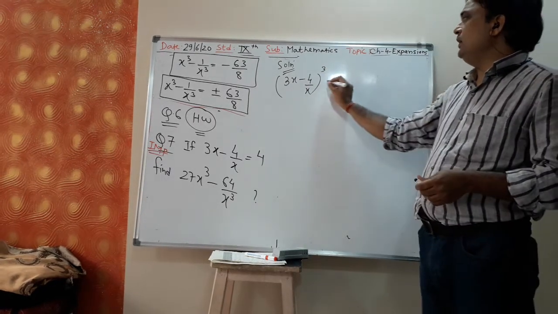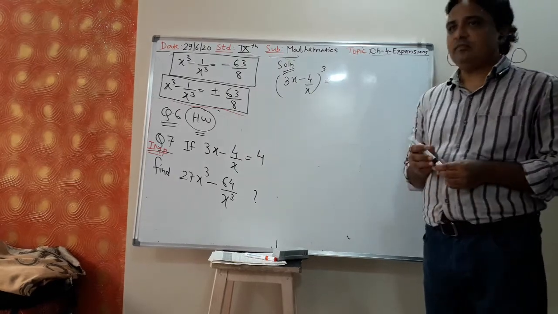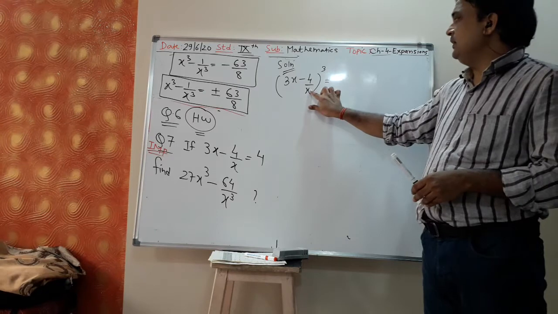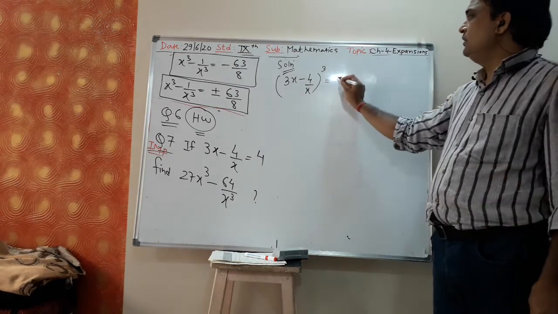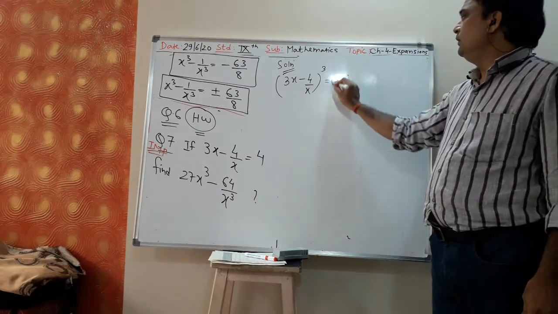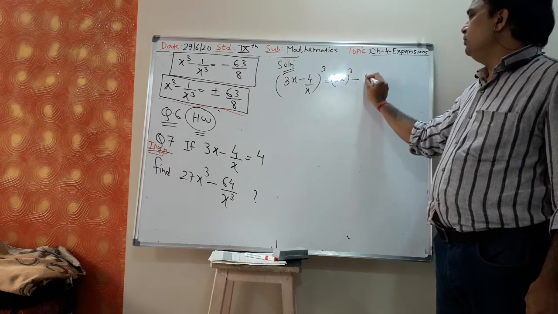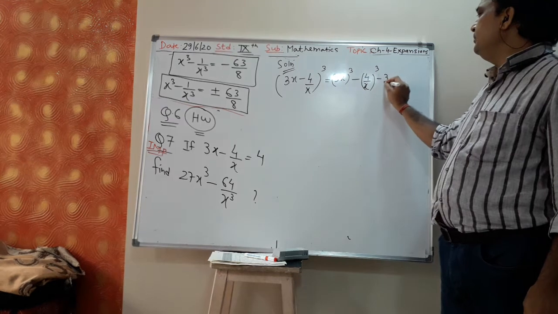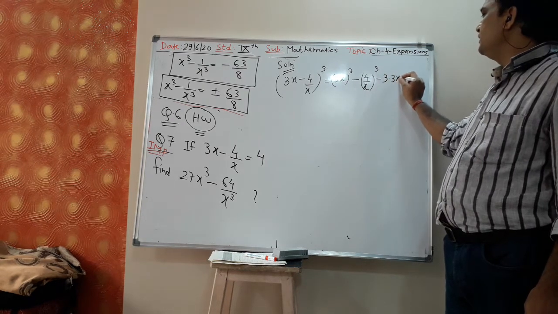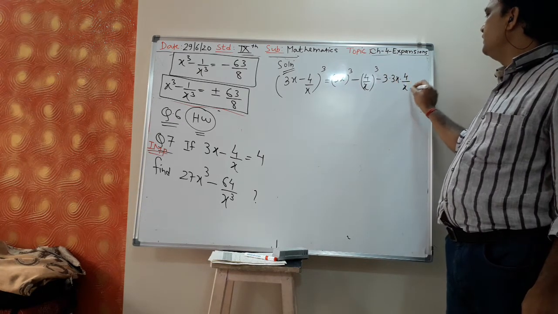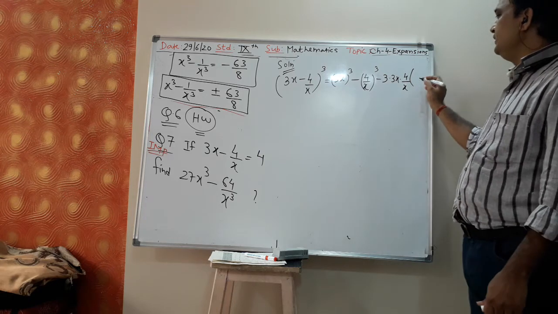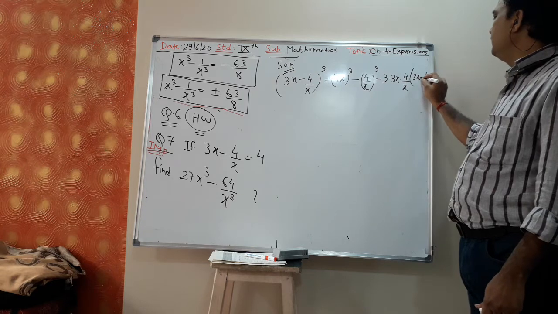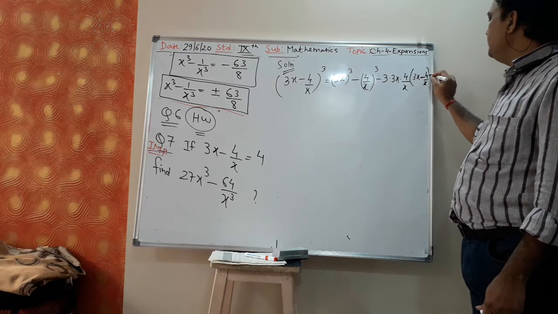Now use the formula a minus b whole cube. 3x minus 4 upon x whole cube. Use the formula a minus b. So a minus b whole cube is a cube minus b cube minus 3ab, so 3 into 3x into 4 upon x, then bracket a minus b, 3x minus 4 upon x. Are you getting? The formula is clear?